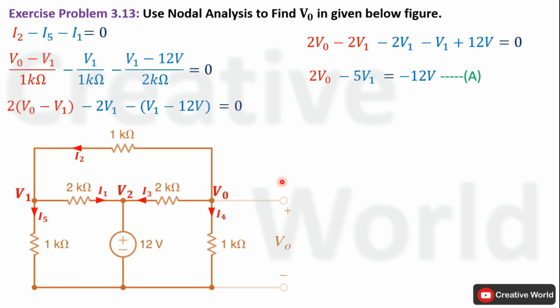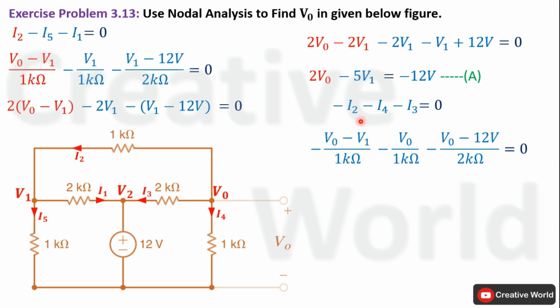Now we will apply Kirchhoff's current law on this node. On this node, all currents are leaving, no current is entering. So all leaving currents will be taken with negative sign, and leaving currents are I2, I4 and I3. Next, we have to replace these currents with their respective equations.